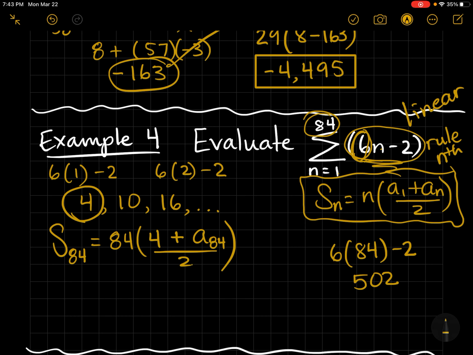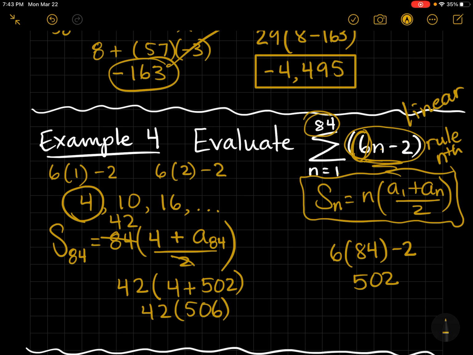And again, if this first number is even, I just like to divide that in, and then I don't have to worry about the fraction. So I have 42 times (4 plus 502), or 42 times 506. Punch that in the calculator, and it's pretty juicy, but I'm sure you expected that the sum of these 84 terms would be a big number.